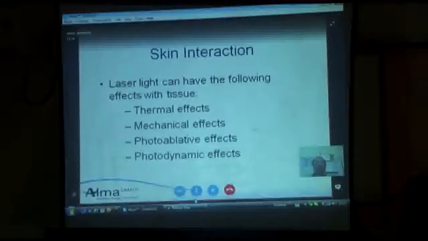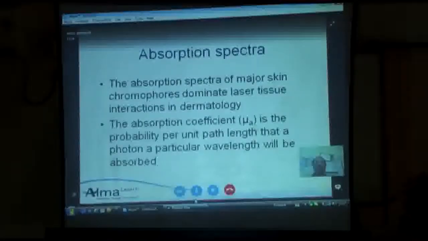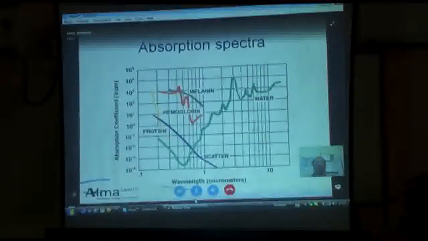The absorption spectra of major skin chromophores dominate laser tissue interaction in dermatology. The absorption coefficient, which is mu A, is the probability per unit path length that a photon of a particular wavelength will be absorbed. And this is an example of biological tissue I showed earlier in my slide, showing the major ones that create a map where we can align the appropriate laser to be absorbed in specific chromophores such as melanin, hemoglobin, proteins, or water.